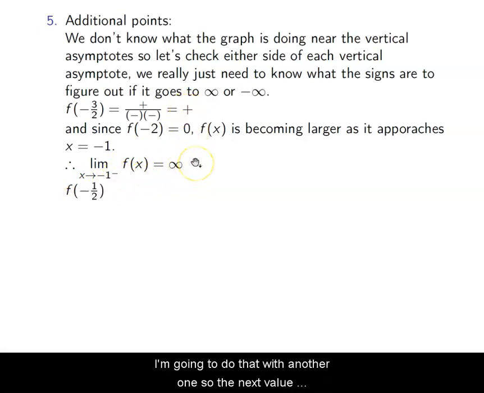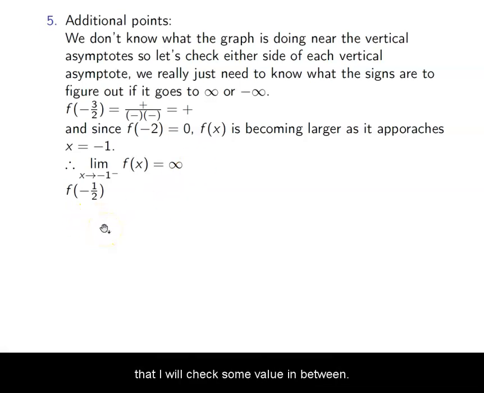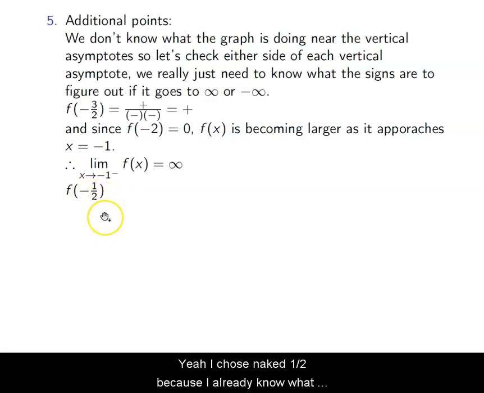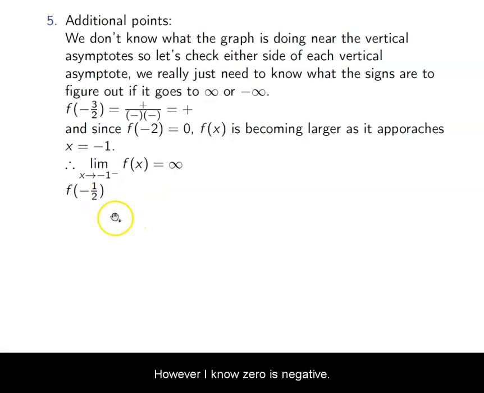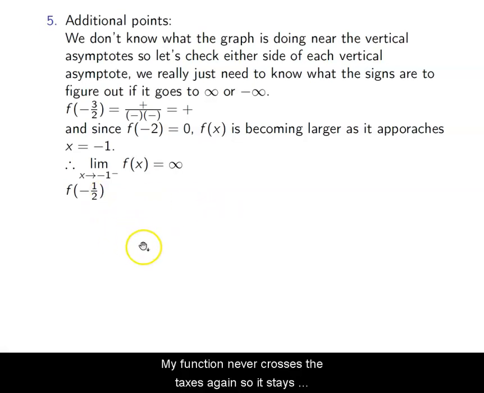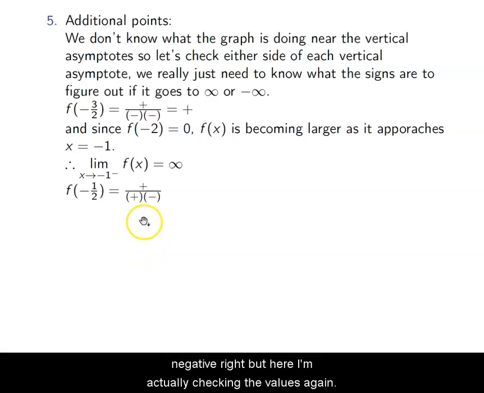Okay, I'm going to do that with another one. So the next value that I would check is some value in between -1 and 3. Here I chose -1/2 because I already know what happens at 0. So I'm choosing a value in between -1/2 and 0. However, I know 0 is negative. My function never crosses the axis again, so it stays negative, right?